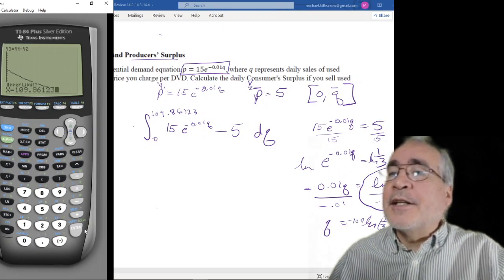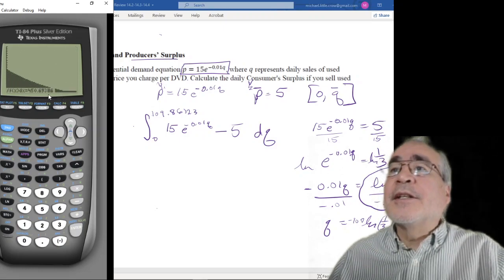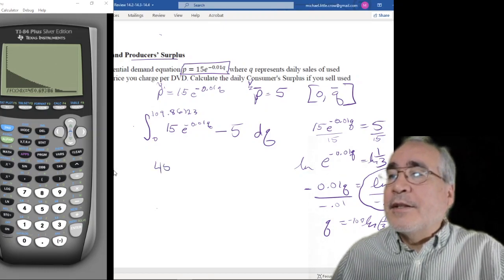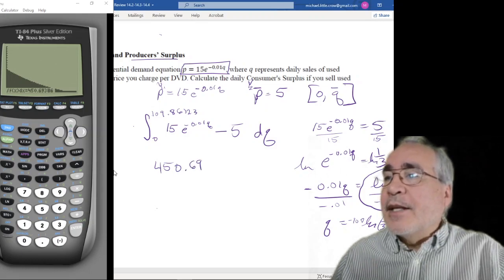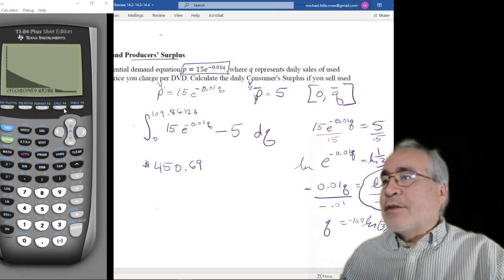We'll put it all in there. Notice it fills it in all the way to that point, and we get that our answer is 450.69, and those are dollars. So that's the consumer surplus.